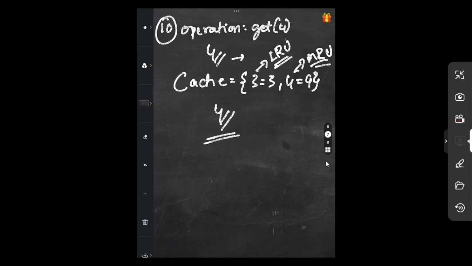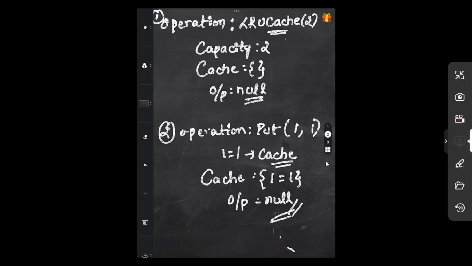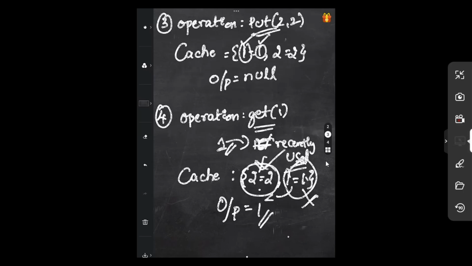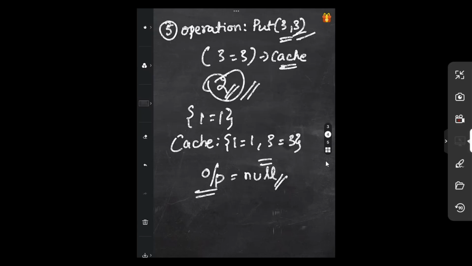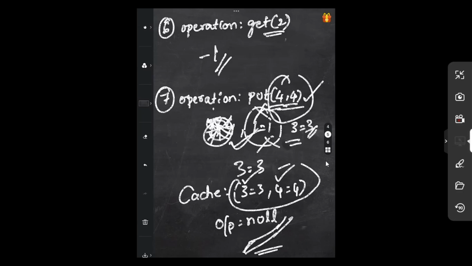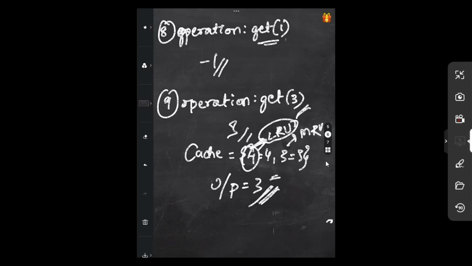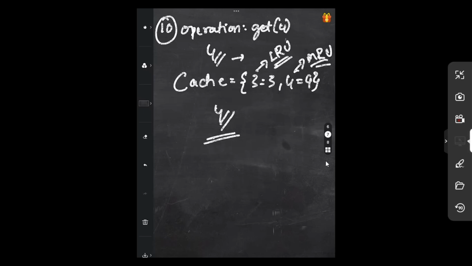In this case the output will be 4 here. So what output we got here? Let's see what output we got here. Null, null, null and 1, 2, null, -1, null, and finally -1 and 3. -1, 3 and 4, right?